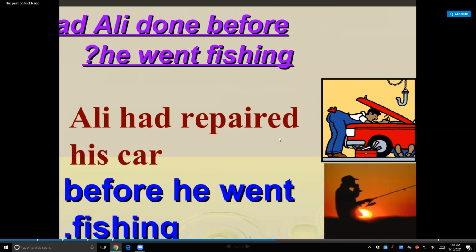So if you're combining these two actions, if there are these two parts of this sentence, this part has to be in past perfect because this action took place first, and then this action took place. So Ali had repaired his car. First he repaired his car before he went fishing, and then he went fishing.